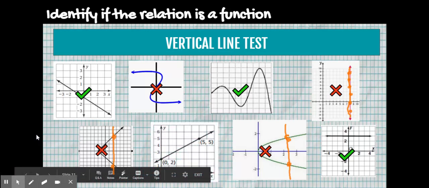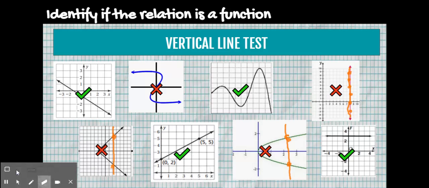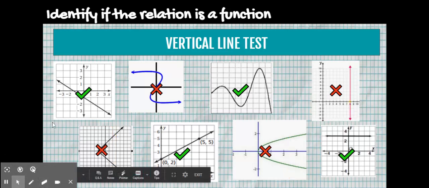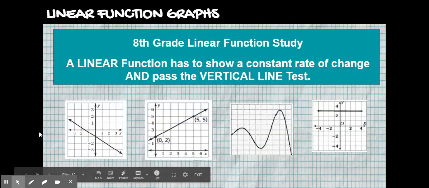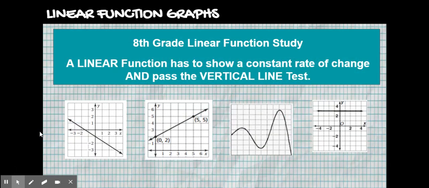And the last one. Yes, that is a function. If I draw a vertical line, it only intersects at one location. So that's how we define graphs. We use vertical line tests to see if that vertical line touches once or touches more than once.